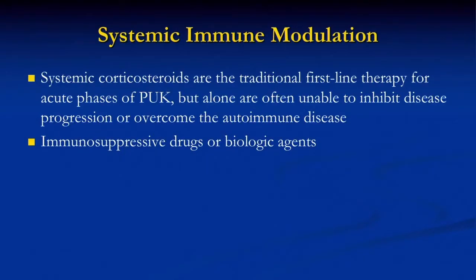We need the systemic immune modulation, perhaps the systemic corticosteroids as the first-line therapy for acute treatment of PUK. But then often we are unable to really inhibit disease progression or overcome the autoimmune disease when we just use the systemic corticosteroid. These patients need the heavy guns, the immunosuppressive drugs or biologic agents, to go after the true treatment, the true cause of the condition.